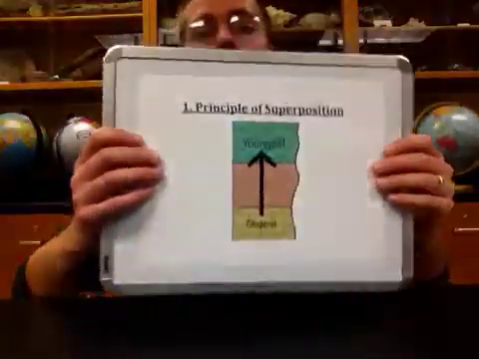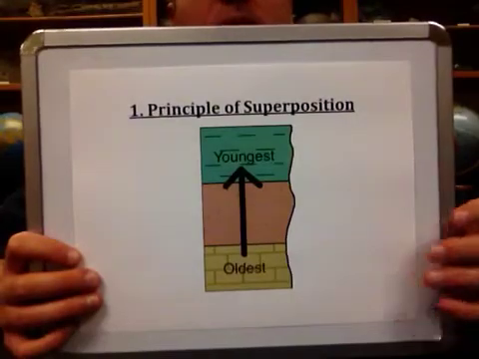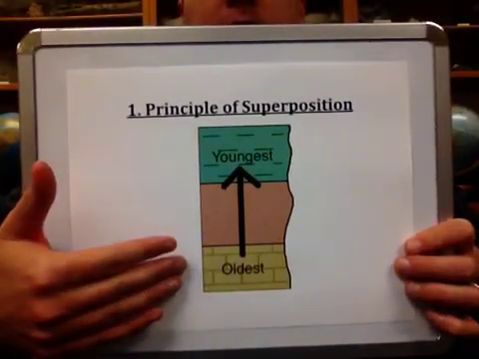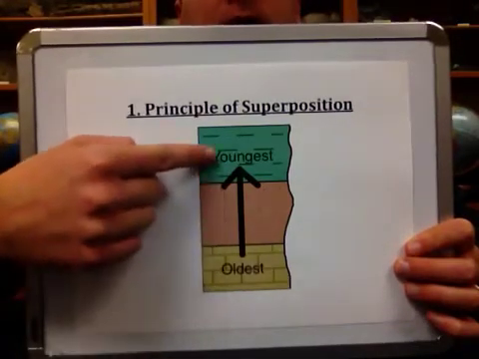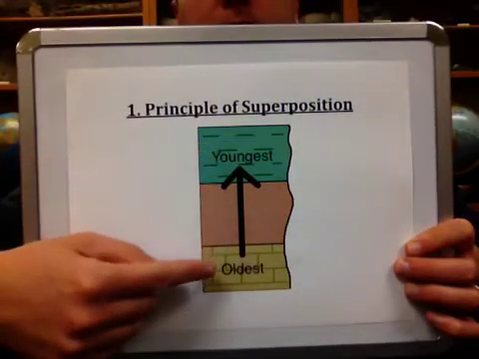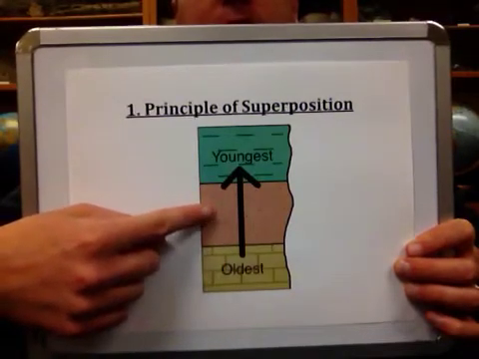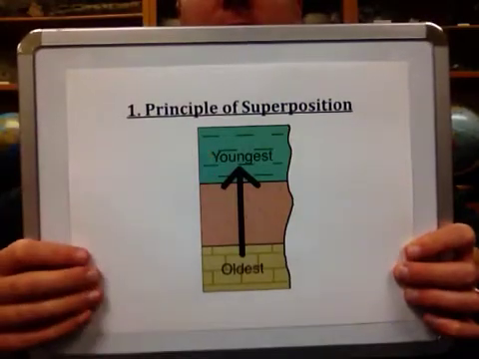The first principle, which is so intuitive and almost goes without thinking, is looking at the older versus younger age relationship, where oldest rocks are on the bottom and younger rocks are sitting on top. So the limestone with the bricks here would be the oldest, the sandstone would be the second oldest, and then the shale up top would be the youngest.